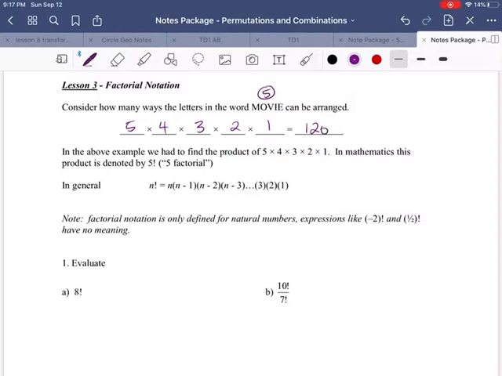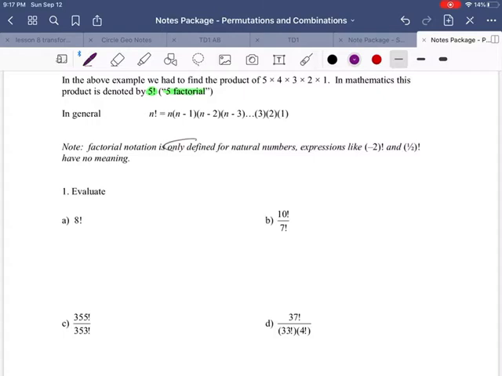So in the above example, we had to find the product of 5 times 4 times 3 times 2 times 1. In mathematics, this product is denoted by 5 with an exclamation point, and it's called 5 factorial. In general, n factorial is n and then n minus 1. So if you think like 5, and then what's 5 minus 1? You get 4. What's 5 minus 2? 3. What's 5 minus 3? 2, etc., all the way down to 3, 2, and 1.